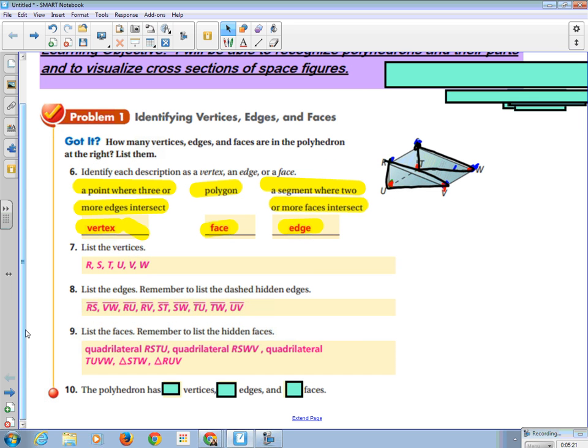So, now let's take accounting for it. The polyhedron has 6 vertices. It's got 9 edges and 5 faces.